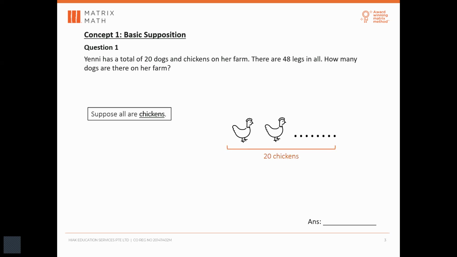So firstly, I need to find how many legs there are. First, you must understand one chicken, how many legs? One chicken, 2 legs. One dog, 4 legs. At least that is something you need to know. So if you have 20 chickens, the total number of legs would be 20 times 2, which is 40 legs.